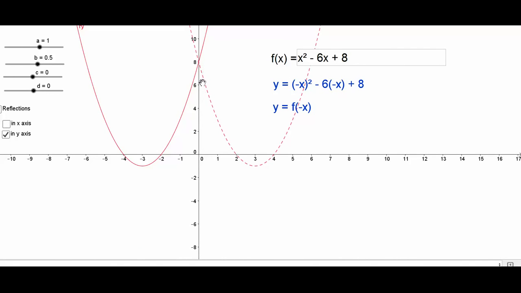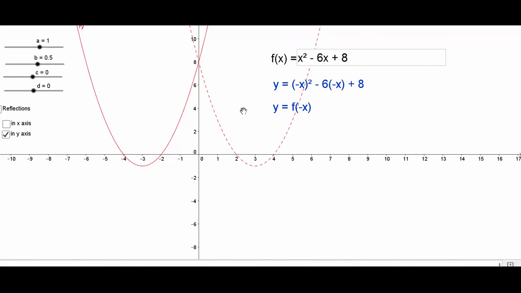As we can see, every point has an associated point the same distance away from the y-axis as the original. So the minimum point is over here, the same distance from the y-axis. Any point that's on the y-axis, like 0, 8, stays where it is.